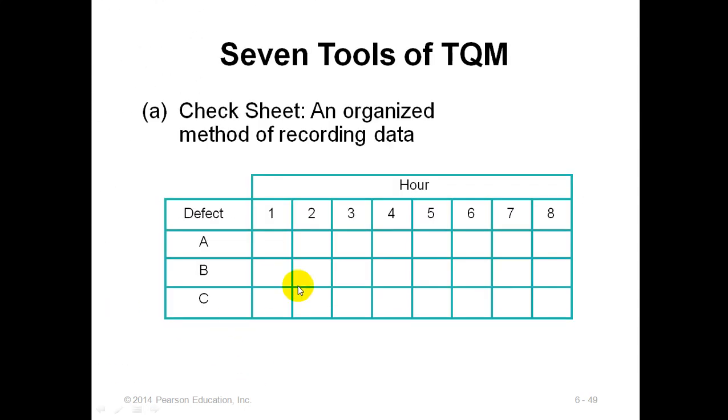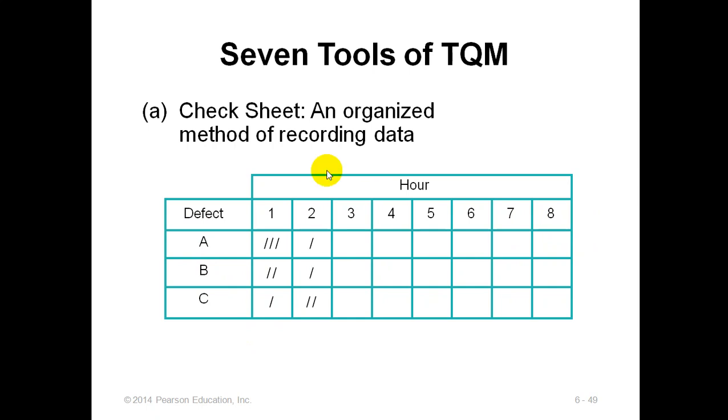So this is the check sheet. A check sheet helps us to organize the data, and sometimes also helps us to generate ideas. On my y-axis I have the defects: defect A, defect B, defect C. Across the x-axis are the working hours, from 1 hour to 8 hours. This check sheet helps me to identify the frequency of each defect during the 8 working hours. So I can record the data in this way.